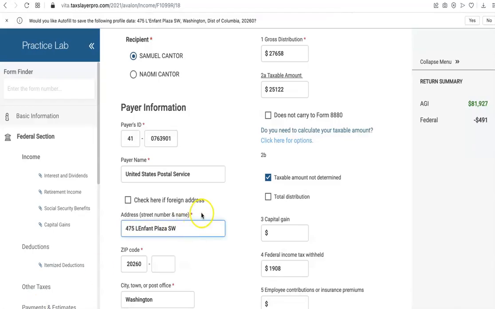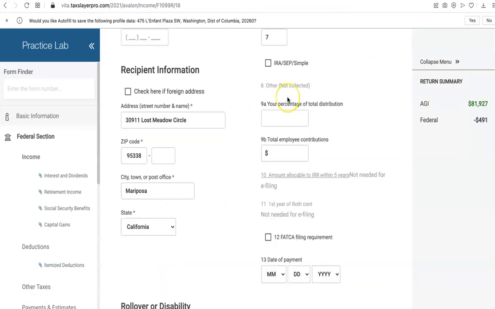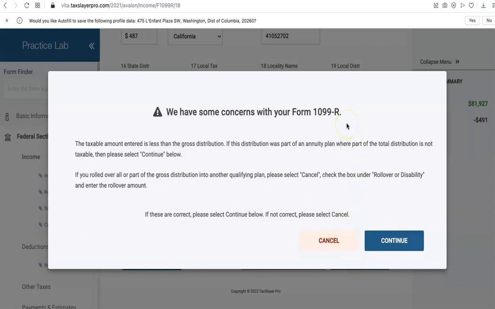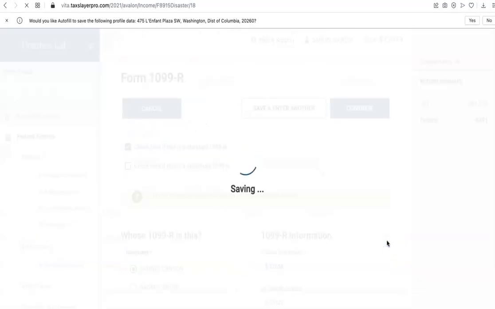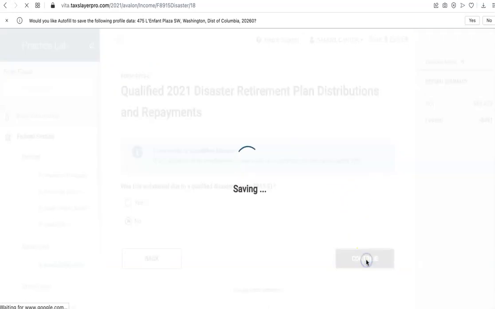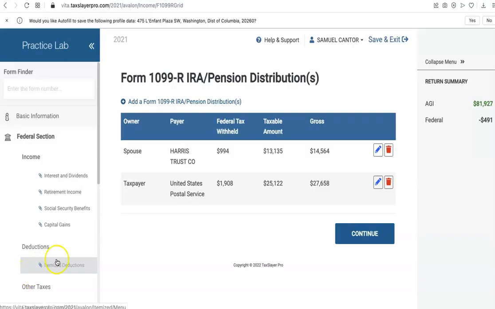So we come back to the 1099R, which has been waiting patiently for us, enter the 25,122, go down, click continue, get this absurd warning that says basically box 1 doesn't equal box 2A, click on continue, see something that doesn't apply to 2021 because it's a 1099R, you say was not due to a qualified disaster, and you click continue. And you're done.